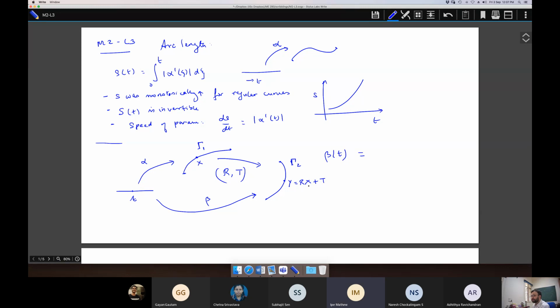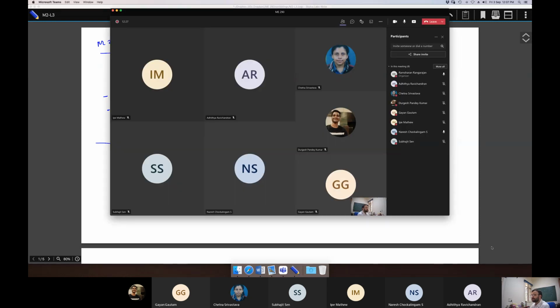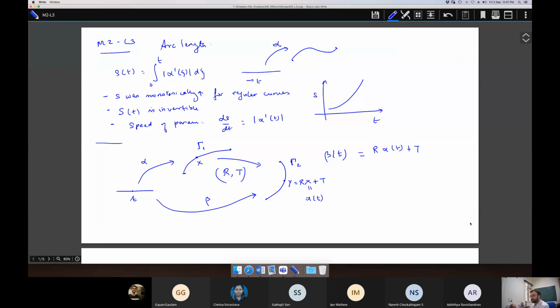So what should I put? x is equal to alpha of t. So the parameterization of the rotated curve will just be R alpha of t plus the translation. Everybody agrees? Does it make sense? Basically you're chaining together, or you can also say this is a composition. This rigid body motion acts on the result of applying alpha. That's why you get R alpha plus T.